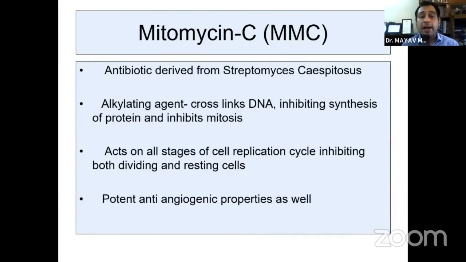In comparison, mitomycin C is an antibiotic derived from Streptomyces cespitosus, which is an alkylating agent, cross-links DNA, inhibits synthesis of protein, inhibits mitosis, and acts on all stages of the cell replication cycle, inhibiting both dividing and resting cells. So theoretically, it is a more potent antimetabolite as compared to 5-FU, and it possesses potent anti-angiogenic properties as well.